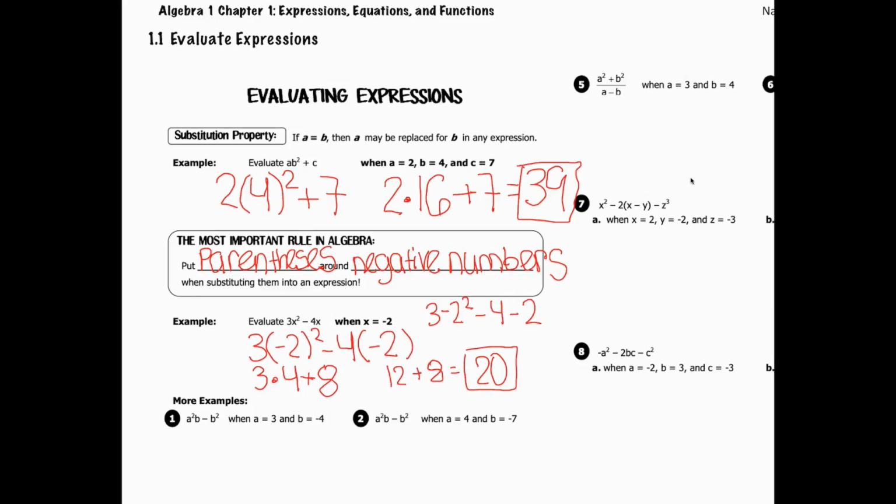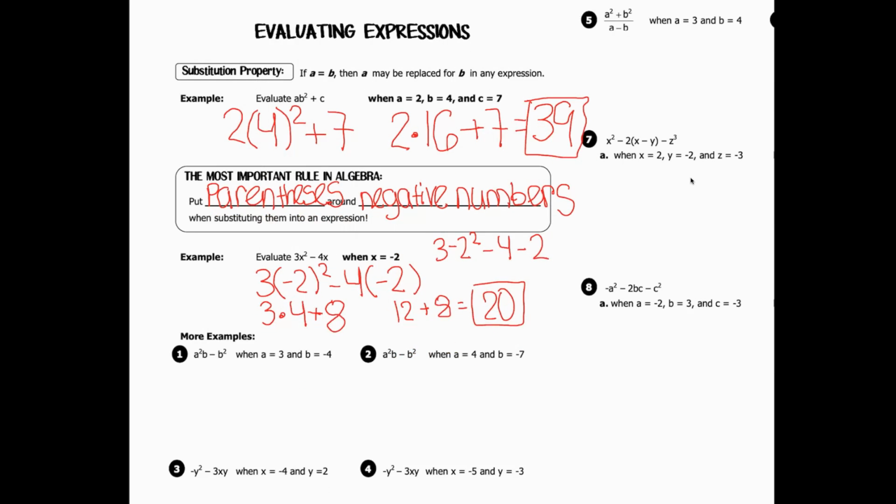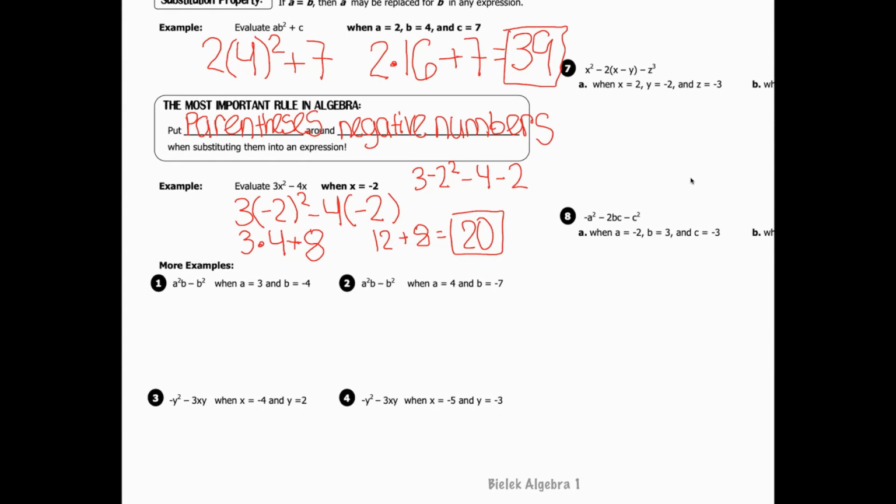Okay, so I'm going to let you try the more examples part. I'm going to have you try some of those on your own, and then you can check your answers on the key. We will do one of these together, so let's do the last one, number 4. But 1 through 3, go ahead and do those on your own just for practice, and then you can check your answers in the key that is posted in Google Classroom.